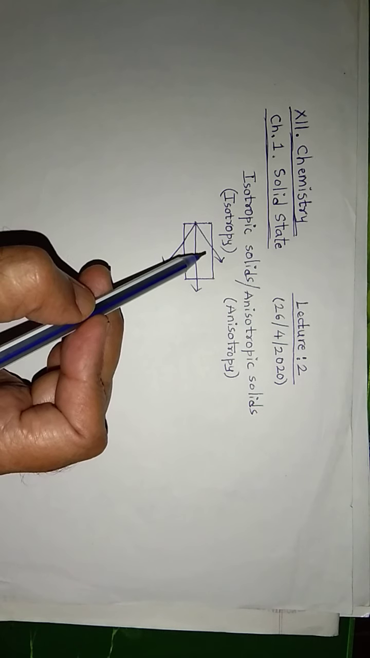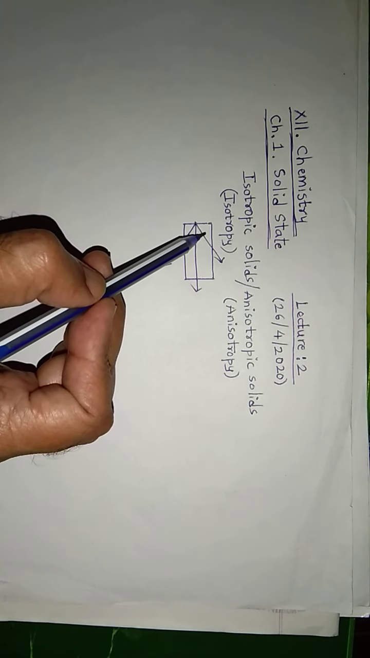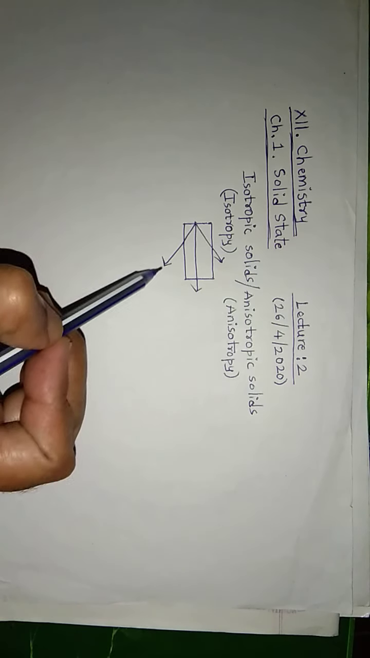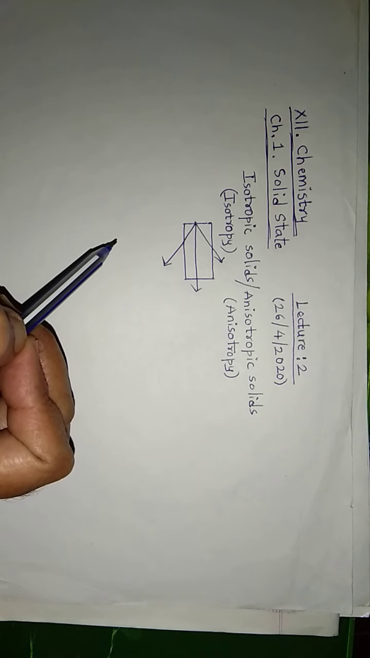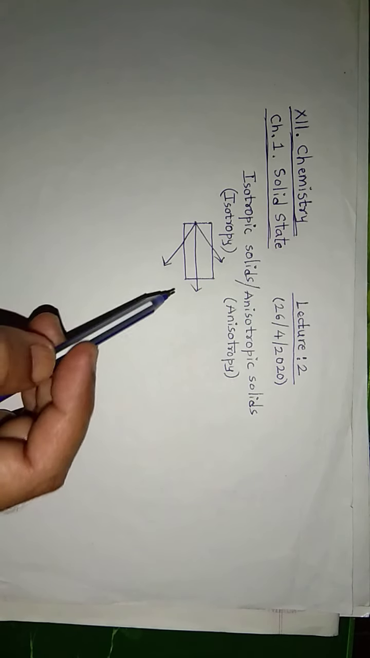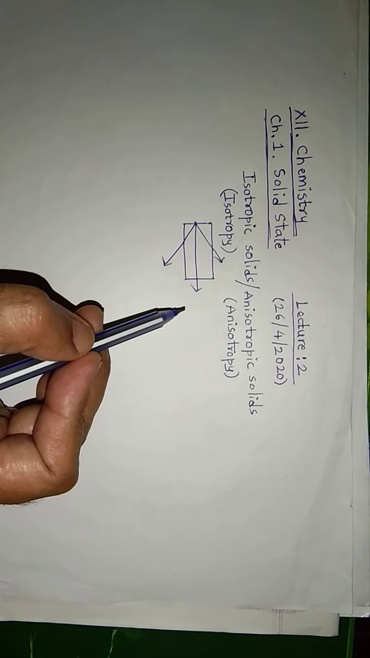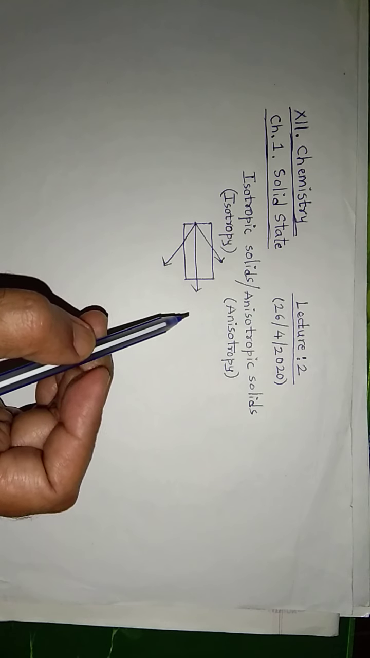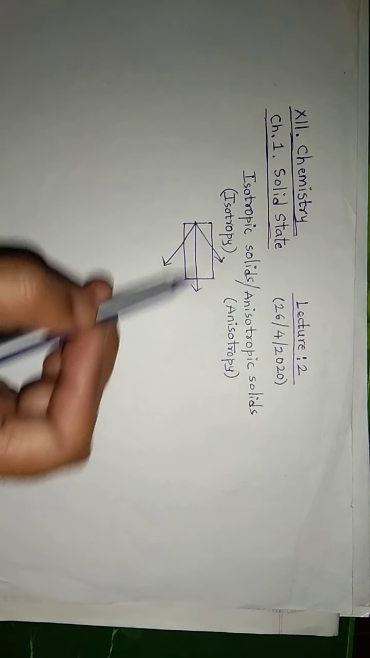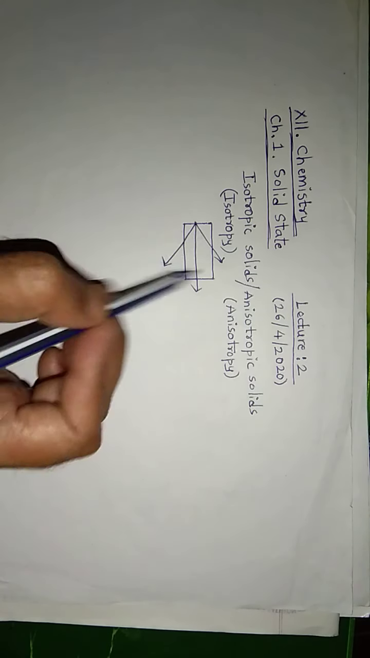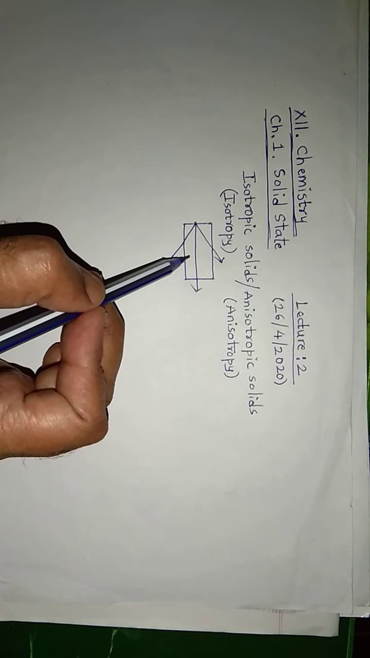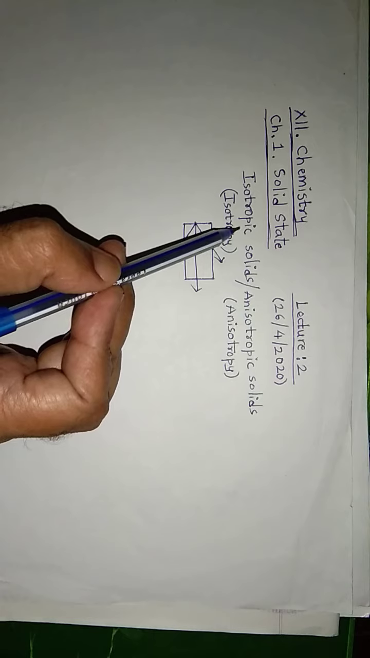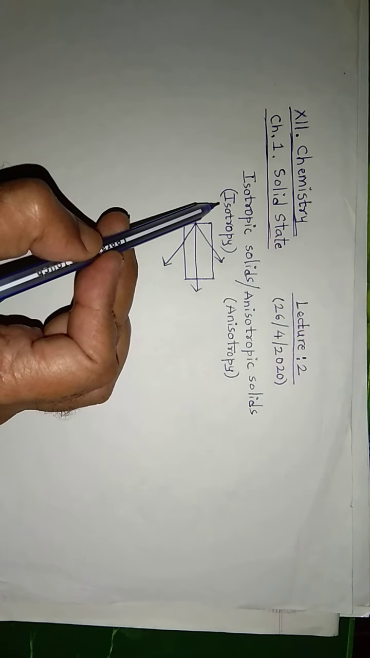Suppose we move through a solid in different directions, and if we find the values of physical properties, that is physical quantities, are same in all the directions within a solid, then such solids are called isotropic solids, and the phenomenon is called isotropy.